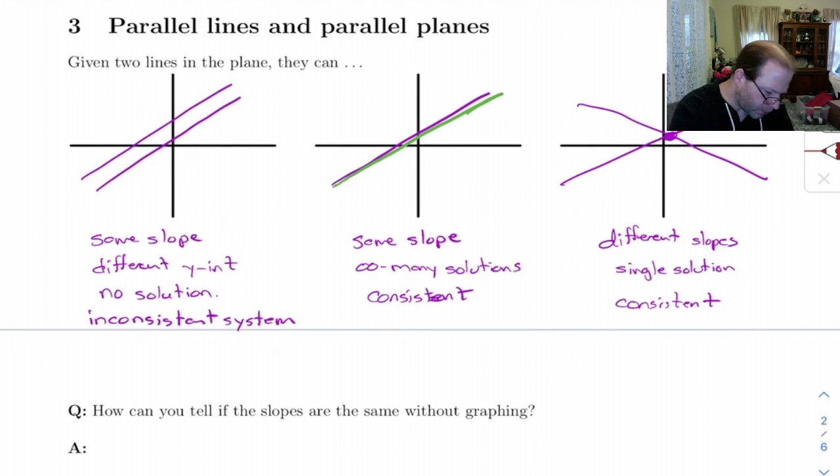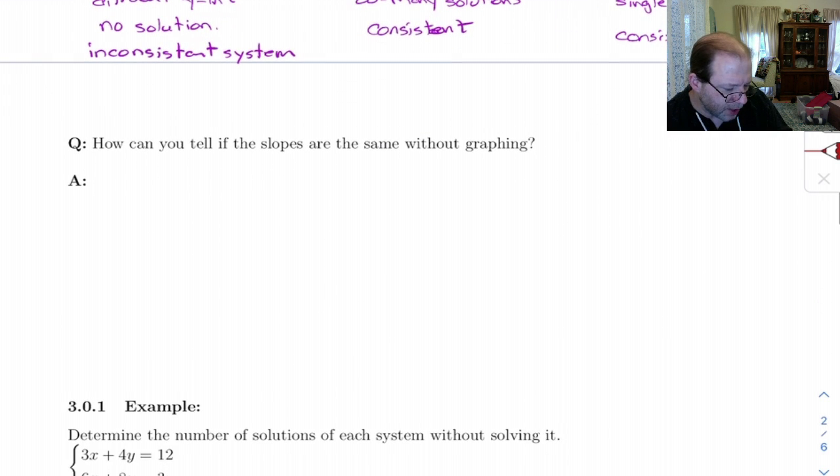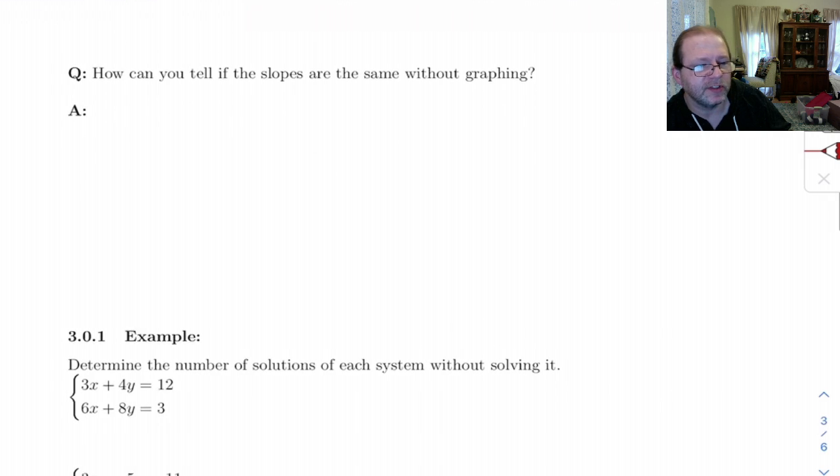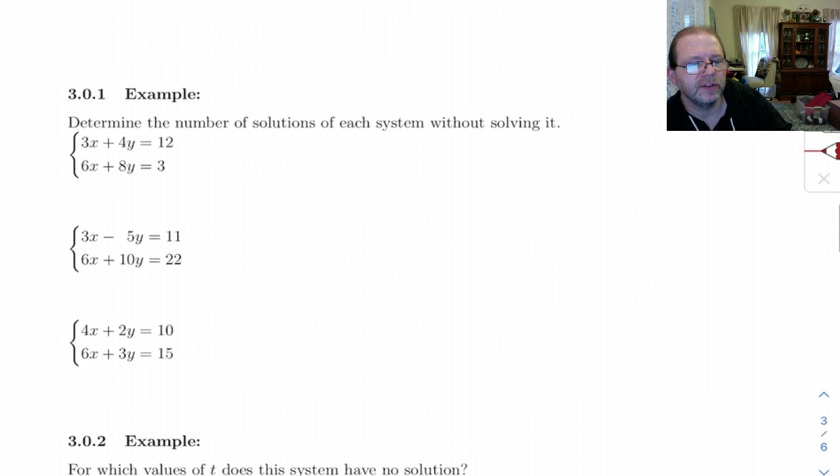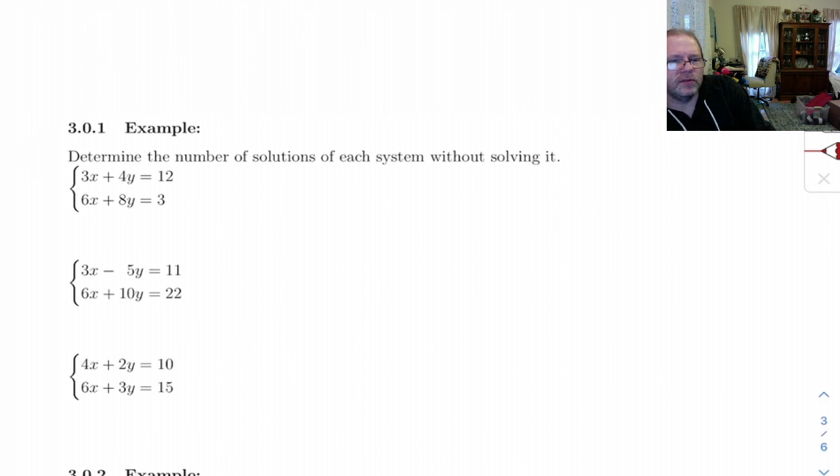All right. So suppose you're given a couple of equations of lines. How can you tell if they have the same slope without graphing it? So let's look at this example down here. Determine the number of solutions of these. So really what we're trying to do with these is figure out, for each pair of them, this is like a three-part example, are these lines parallel? Do they intersect? Or are they the exact same line? And here's how you do that.